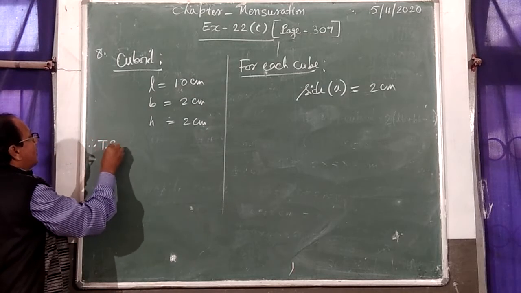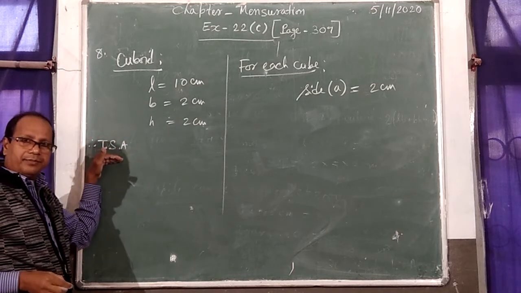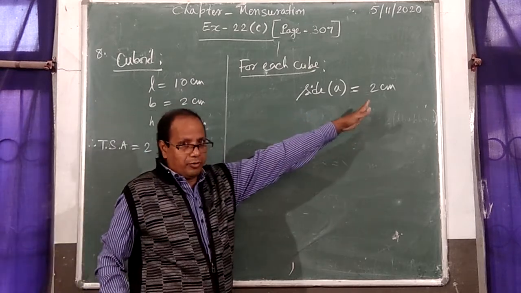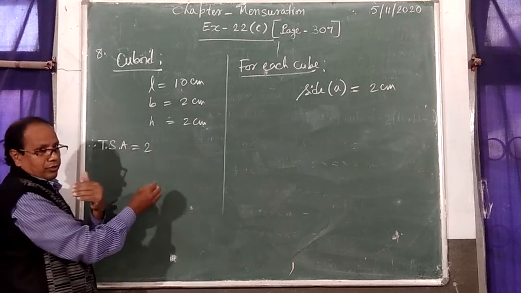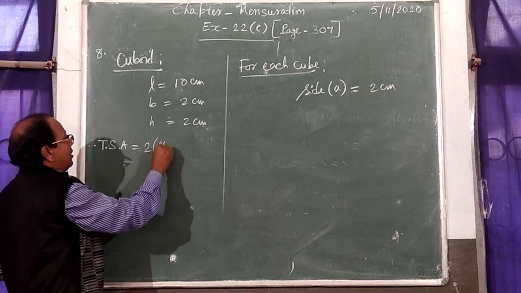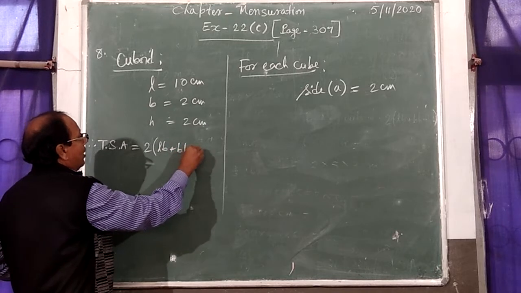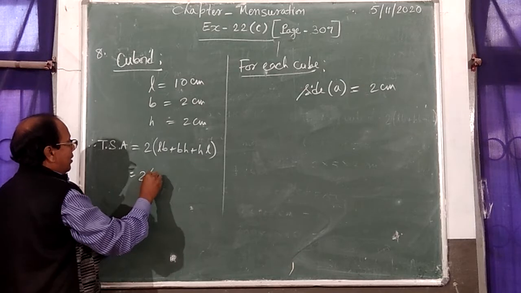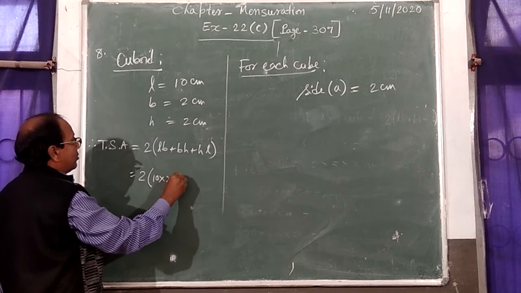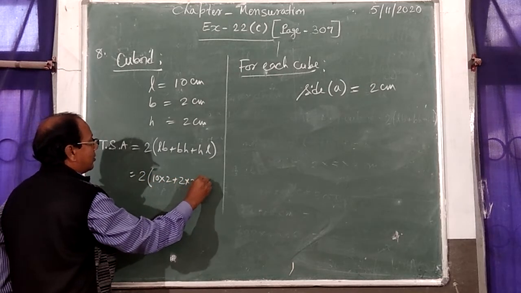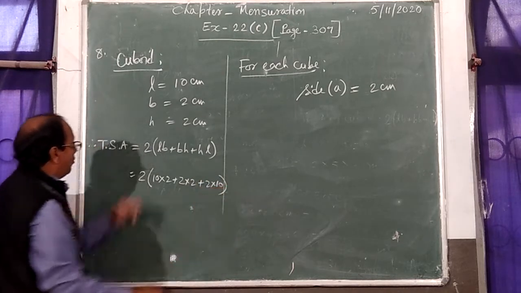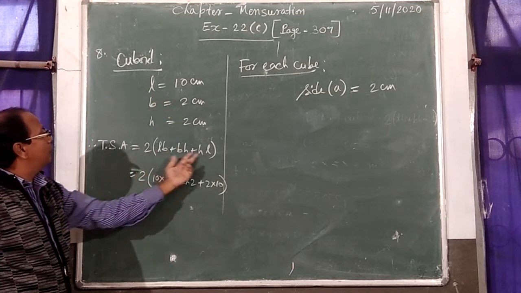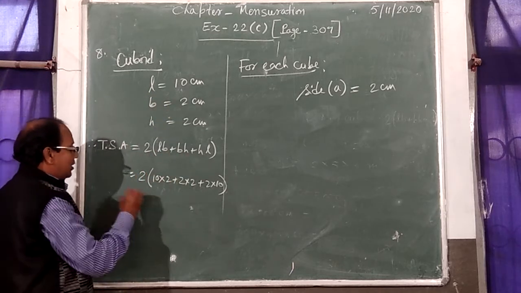Therefore, total surface area, you can write in short form TSA. Total surface area equals, you know the formula, I have written already before, 2 times (LB plus BH plus HL). So put the values here: 2 times (10 into 2 plus 2 into 2 plus 2 into 10). Length 10 centimeter, breadth 2 centimeter, height 2 centimeter. Just put the values, you will get the total surface area.